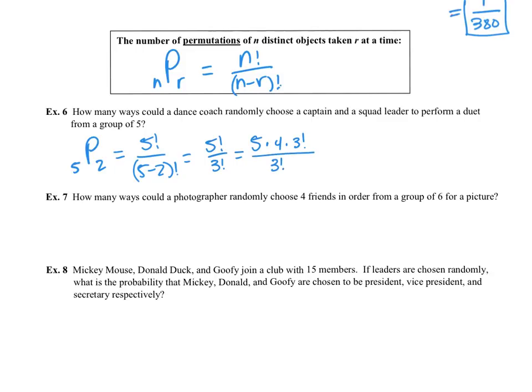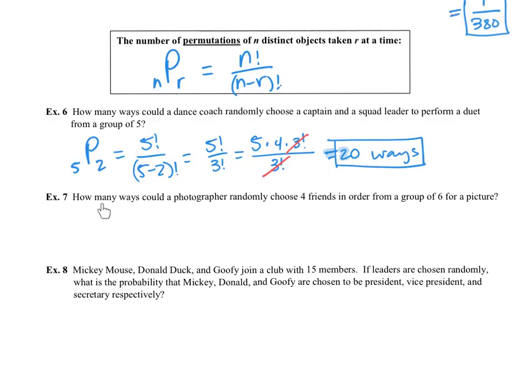Now we did that so that we could cancel the 3 factorial, and we see that there are 20 ways that she could choose 2 people, one to be a captain, one to be a squad leader from a group of 5. Okay, so the question was, how many ways can that happen? So we've answered the question. There are 20 ways. Notice this was not a probability question. It was just asking how many ways that could happen.